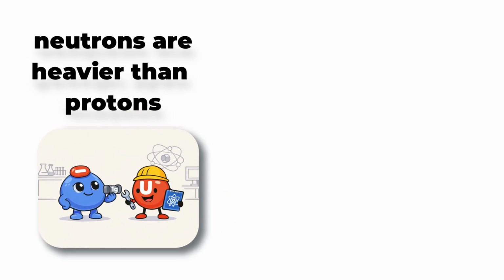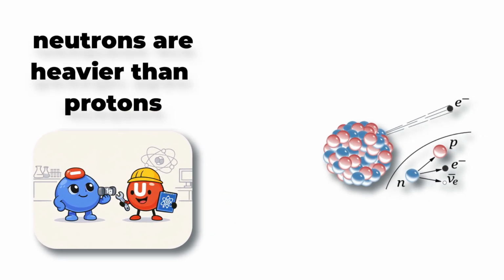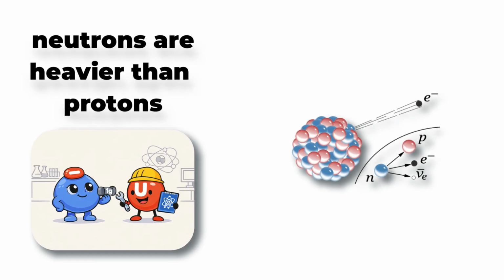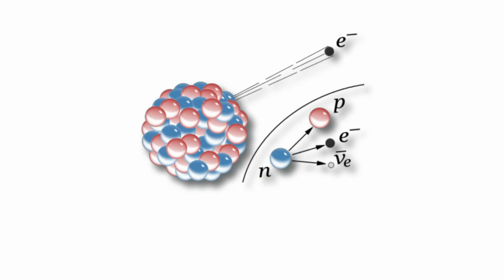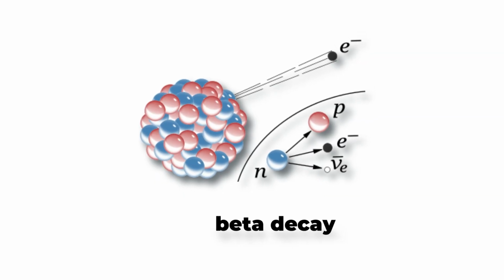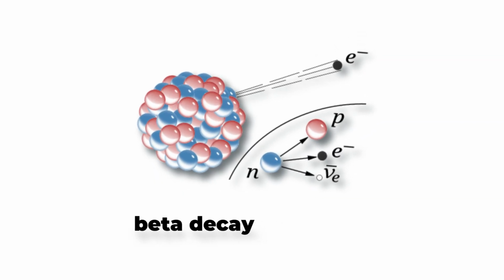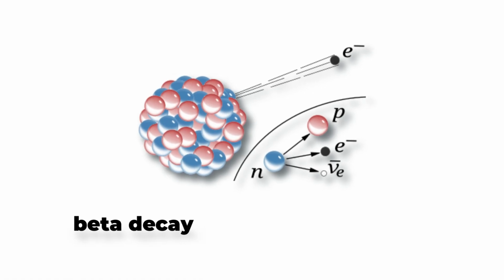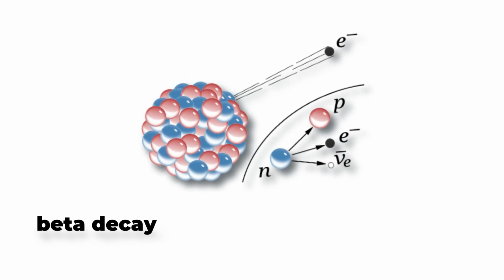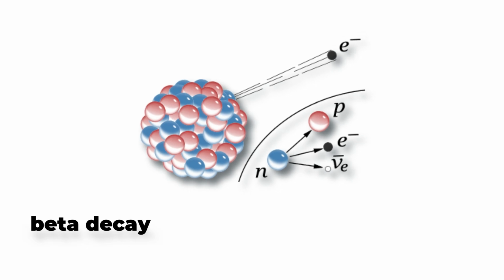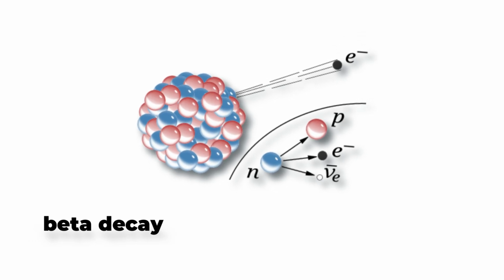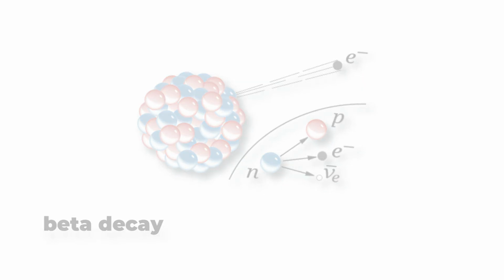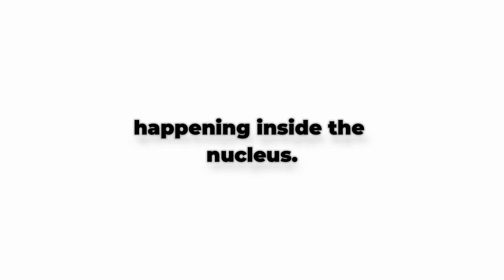Because neutrons are heavier, an isolated neutron outside a nucleus is unstable. It decays in about 10 minutes, transforming into a proton, an electron, and a ghostly particle called an antineutrino. That process, called beta decay, is one of the most important reactions in nuclear physics, and at its heart, what is really happening is a down quark changing into an up quark. The entire transformation of an atom, the release of radiation, the chain of events that make certain elements unstable, all of it traces back to that one quiet change happening inside the nucleus.